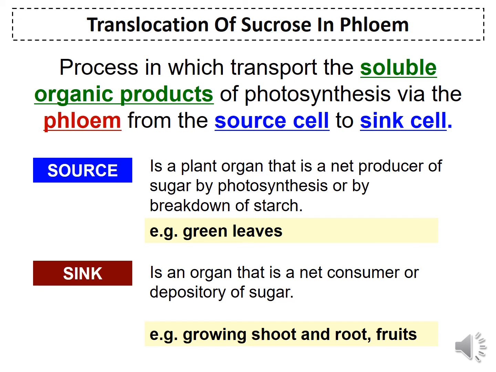Source is defined as a plant organ that is a net producer of sugar by photosynthesis or by breakdown of starch, for example, green leaves or potato tuber. Whereas sink is an organ that is a net consumer or depository of sugar, for example, growing shoots, roots and fruits.